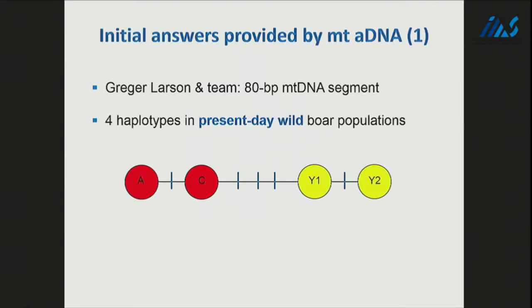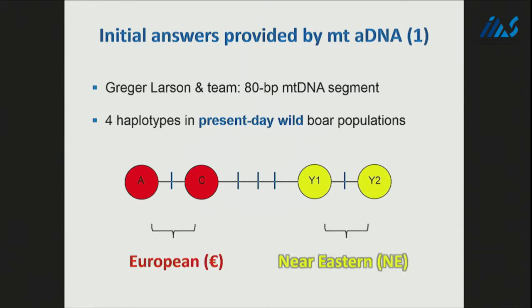Now, A and C are only one mutation removed from each other, just as the 2 Y haplotypes. However, the Y and the C haplotypes are 3 steps removed. And after a phylogeographic analysis, they realized that there is a particular distribution, very clustering. So we find the red ones, the A and C, only in Europe. So these are the European types, and I will refer to them as Eurotypes. Whereas the yellow ones, Y1 and Y2, are restricted to the Near East. So these are the Eastern types.